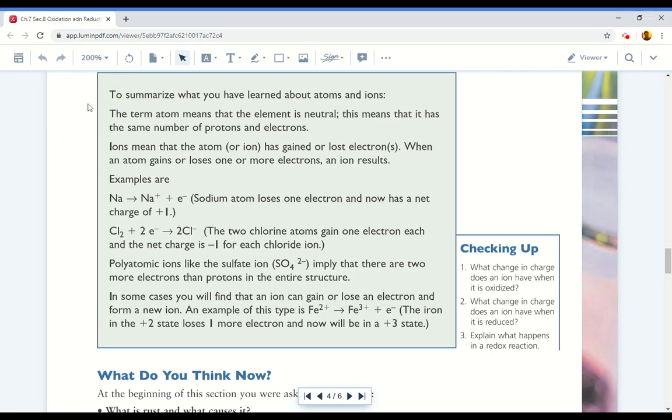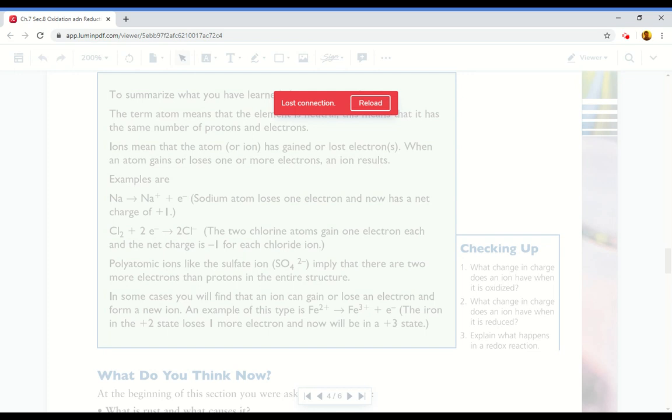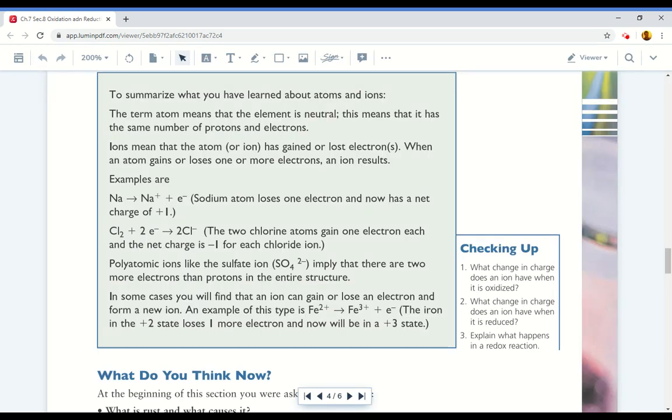To summarize what you have learned about atoms and ions, the term atom means that the element is neutral. This means that it has the same number of protons and electrons. Ions mean that the atom has gained or lost electrons. When an atom gains or loses one or more electrons, an ion results.